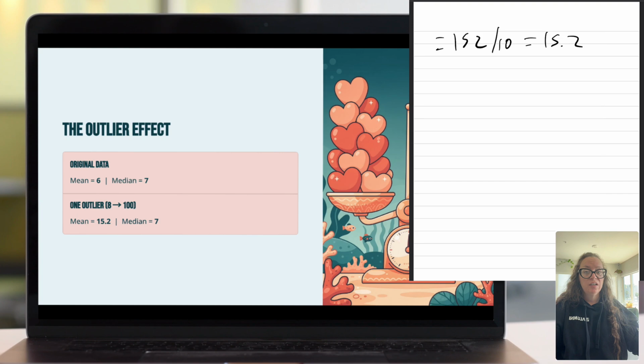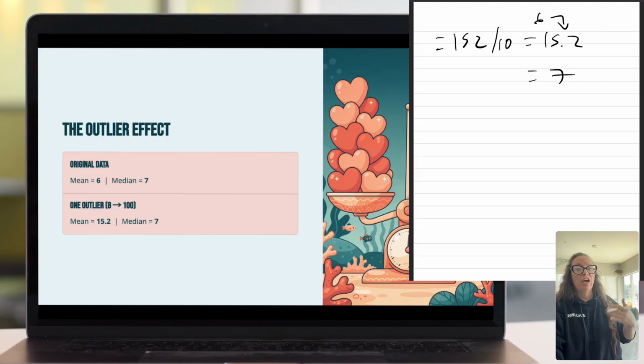The new median, the position is still 5.5. Position 5 is still 7. Position 6 is still 7. The median is still 7, okay? So the mean jumped from 6 all the way up to 15.2 just because one person had so many dreams during that week. It more than doubled. But the median stayed exactly at 7. It was unchanged. So even though there's this huge outlier, the median doesn't change at all. The mean, however, the average, is very sensitive to outliers, and it changed dramatically.